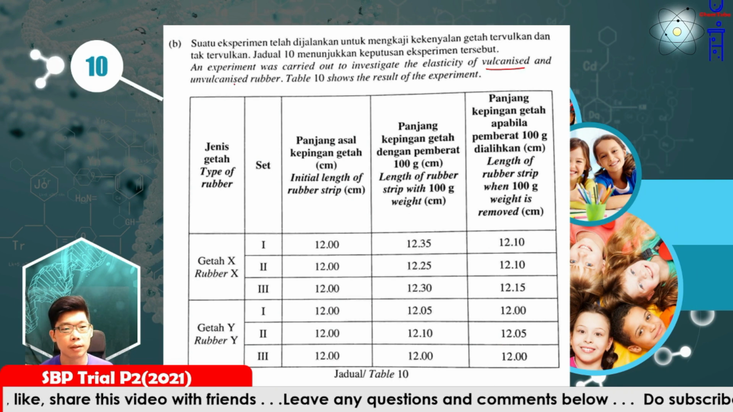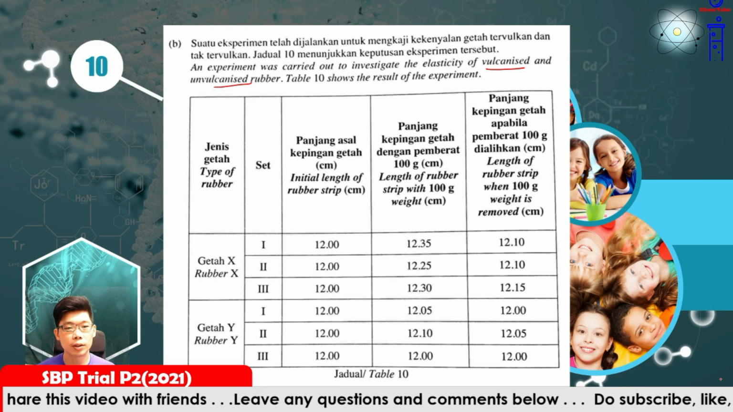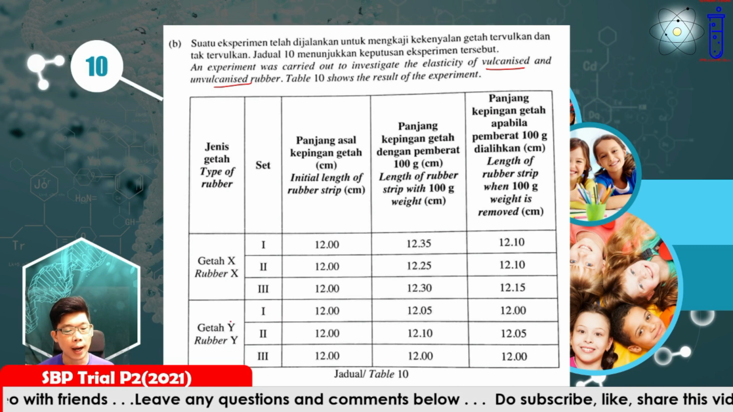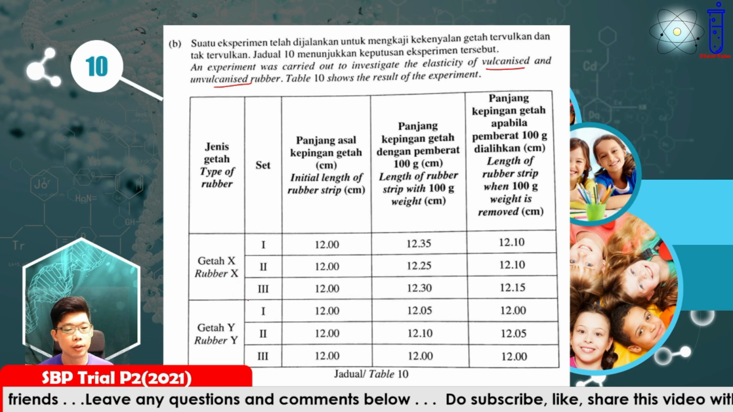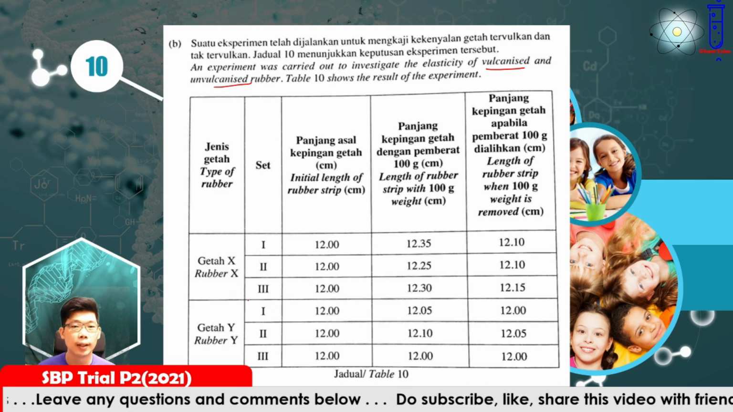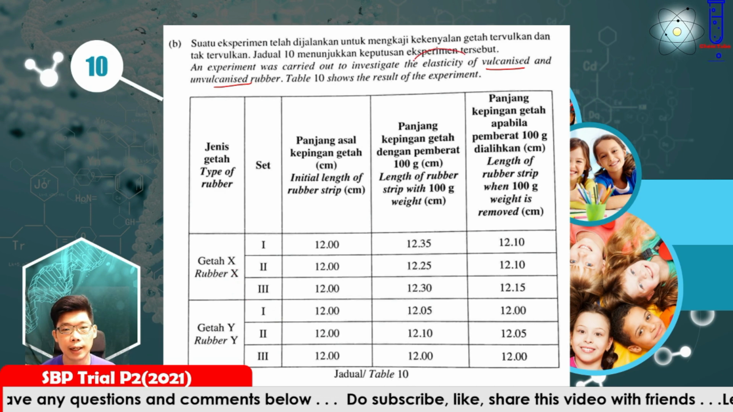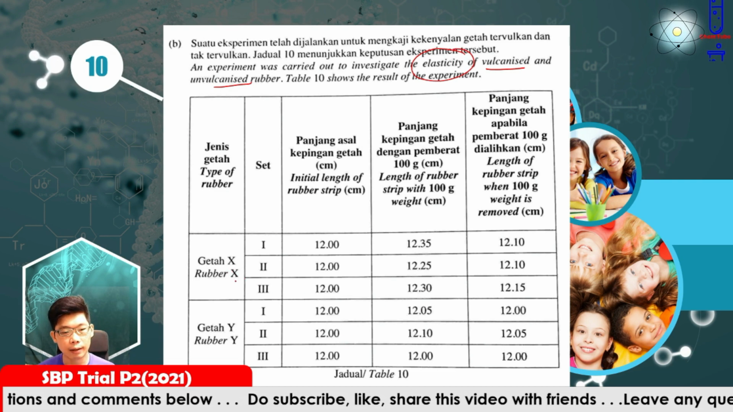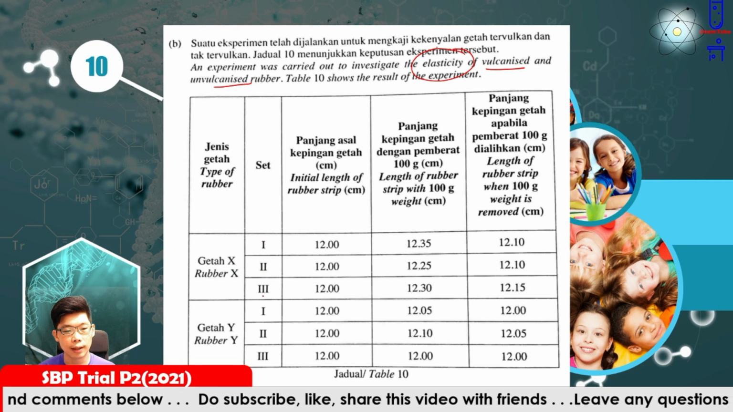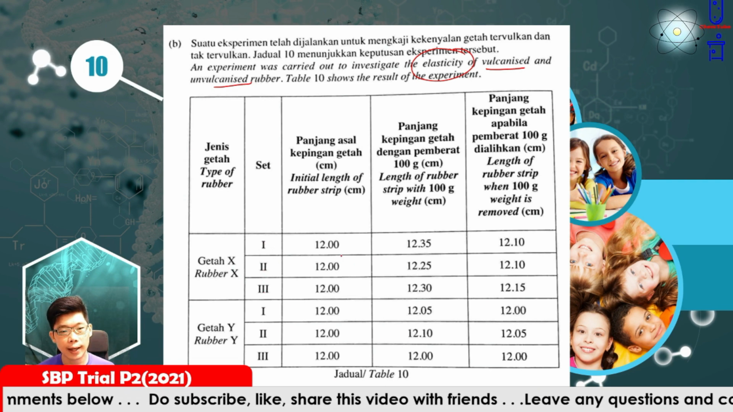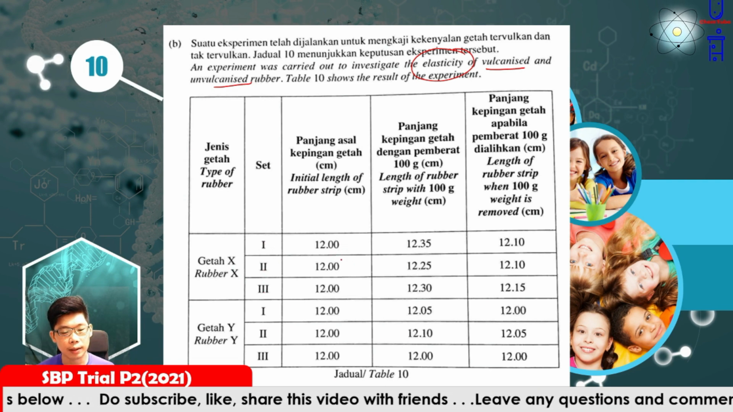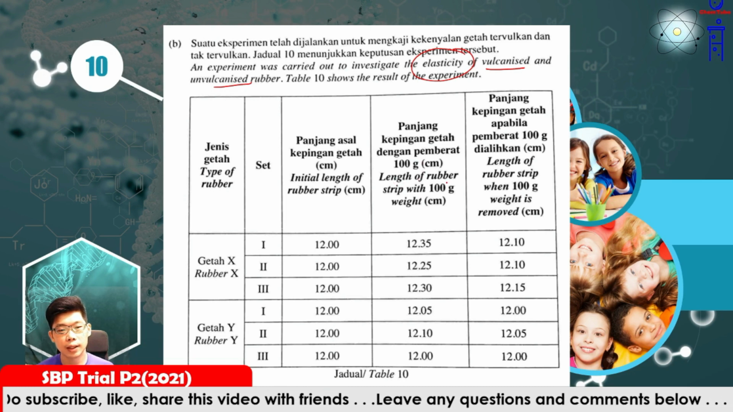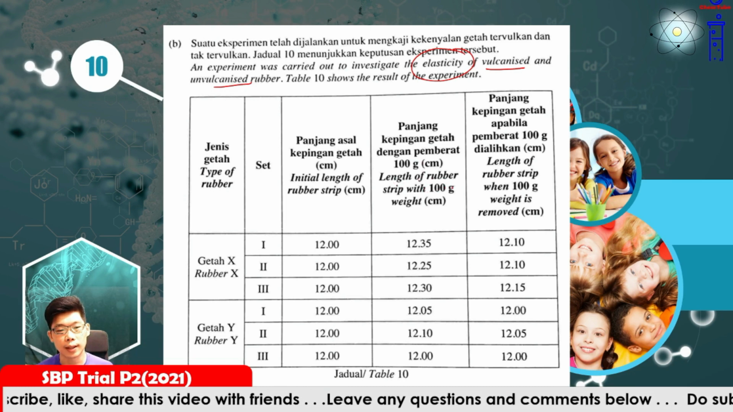So there are 2 types of rubber here. The table shows the result. Now one of these, X or Y, should be vulcanized, and the other should be unvulcanized. Now we want to investigate the elasticity. We look into rubber X first, done for 3 sets. The initial lengths are the same, all 12 centimeters. Then we look into the length after the rubber strip is stretched with the 100 gram weight.